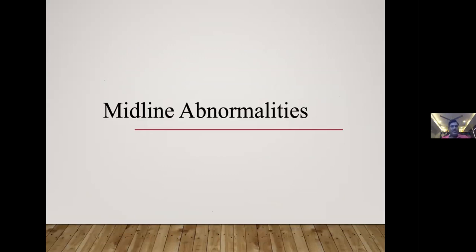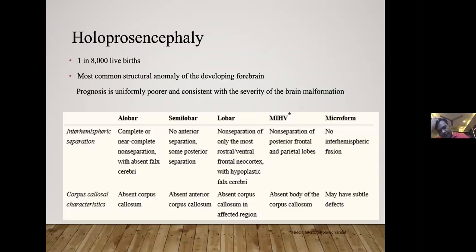Then you look at the midline abnormalities, the holoprosencephaly, which is seen in 1 in 8,000 live births. This is again the most common structural anomaly for the developing forebrain. The prognosis is uniformly poorer and consistent with the severity of the brain malformation. And again, most of these babies do not make it, or even if they are born, they have a very high mortality, and almost 100% of them have non-intact survival.